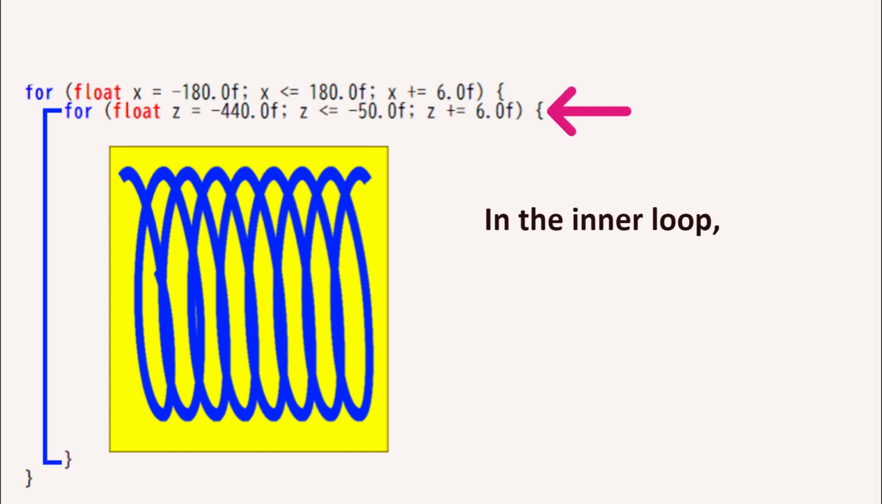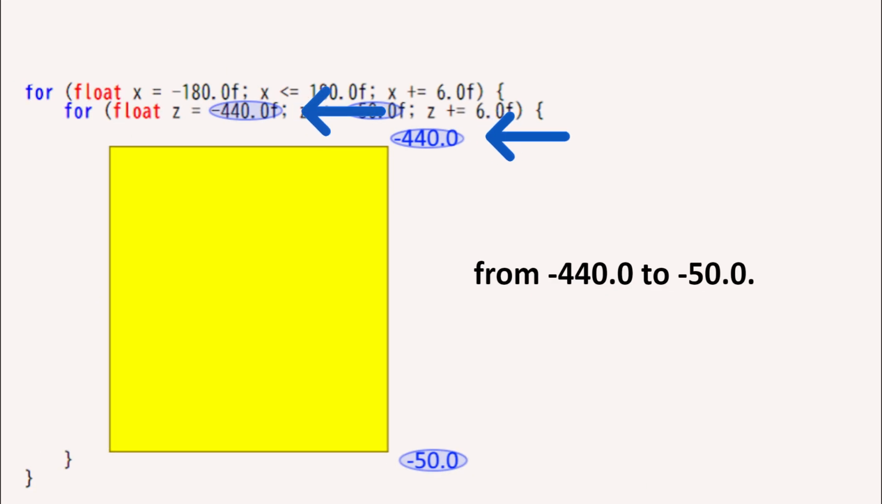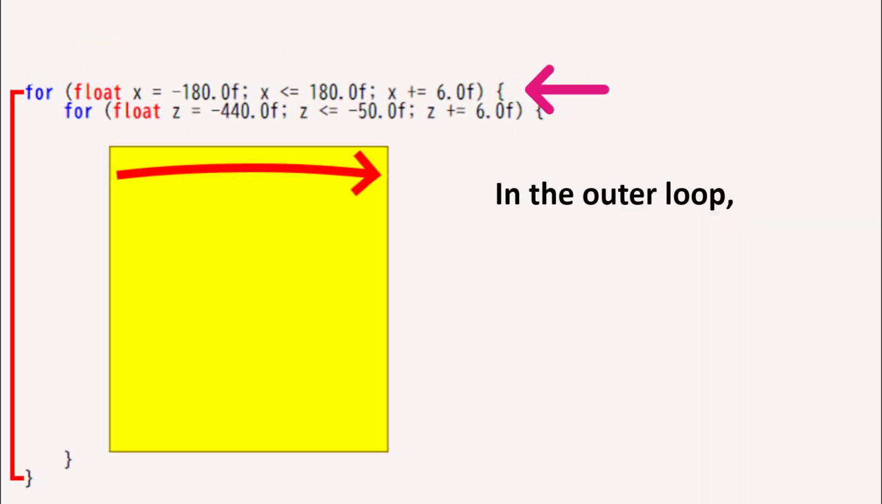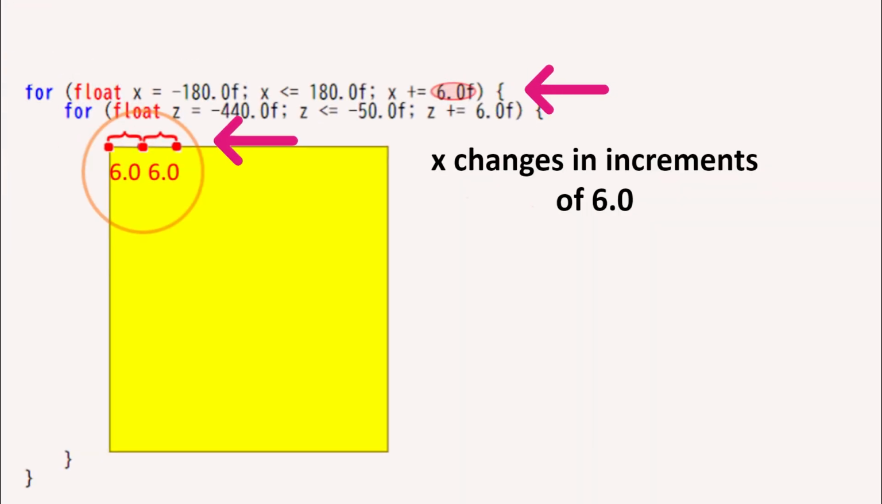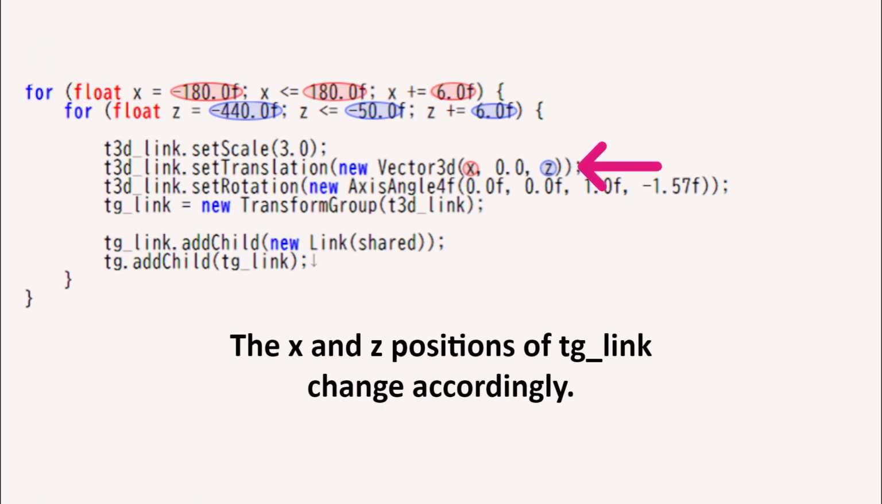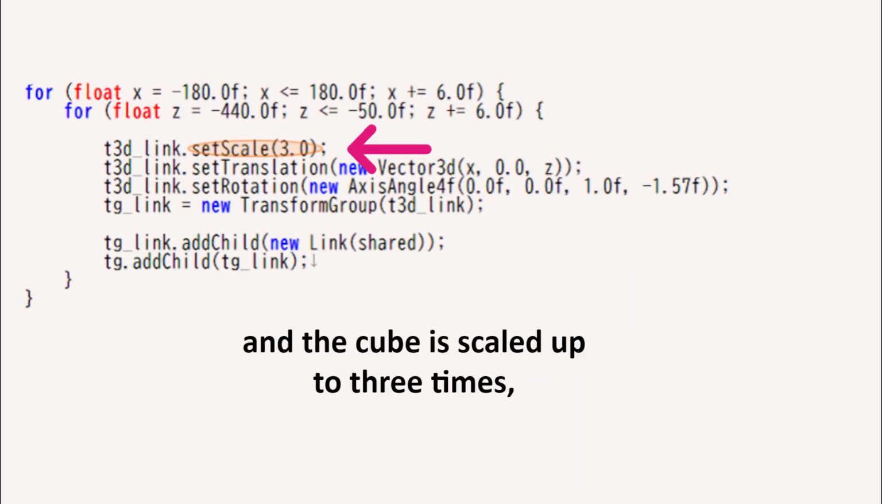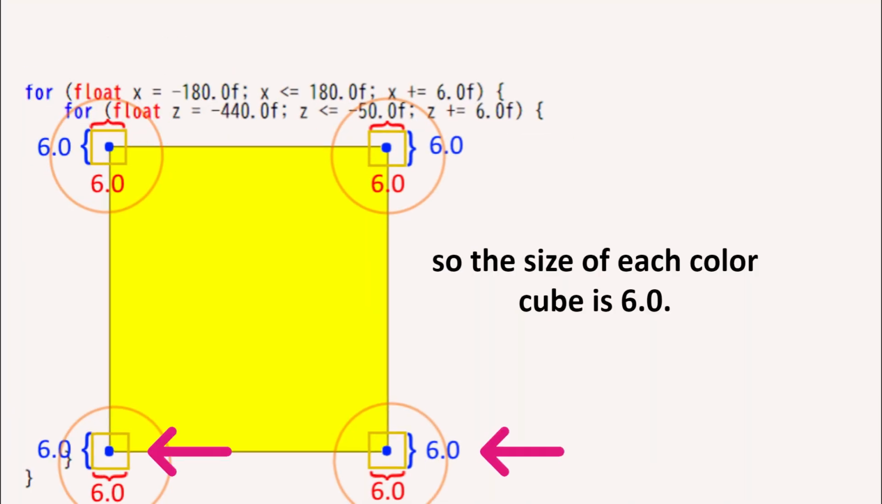In the inner loop, Z changes in increments of 6.0 from -440.0 to -50.0. In the outer loop, X changes in increments of 6.0 from -180.0 to 180.0. The X and Z positions of TG link change accordingly. A cube with a side length of 2.0 is created, and the cube is scaled up to 3 times, so the size of each color cube is 6.0.